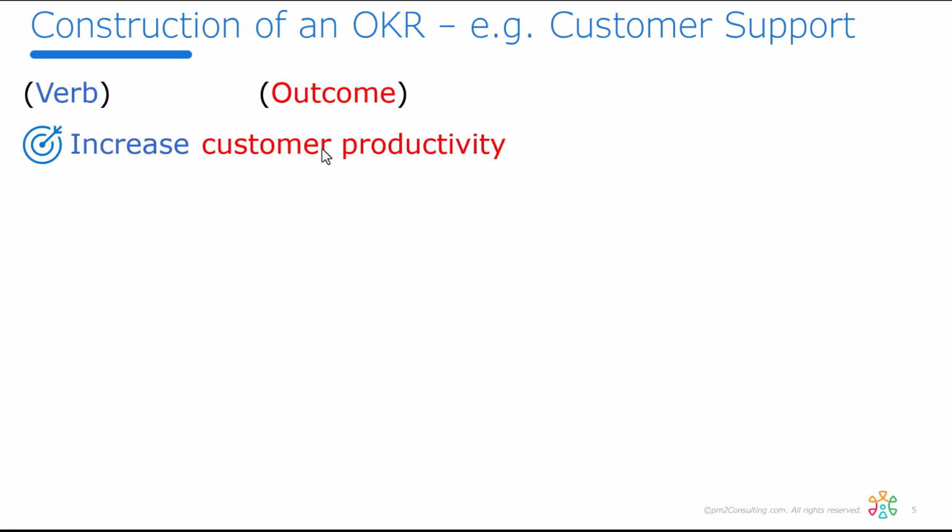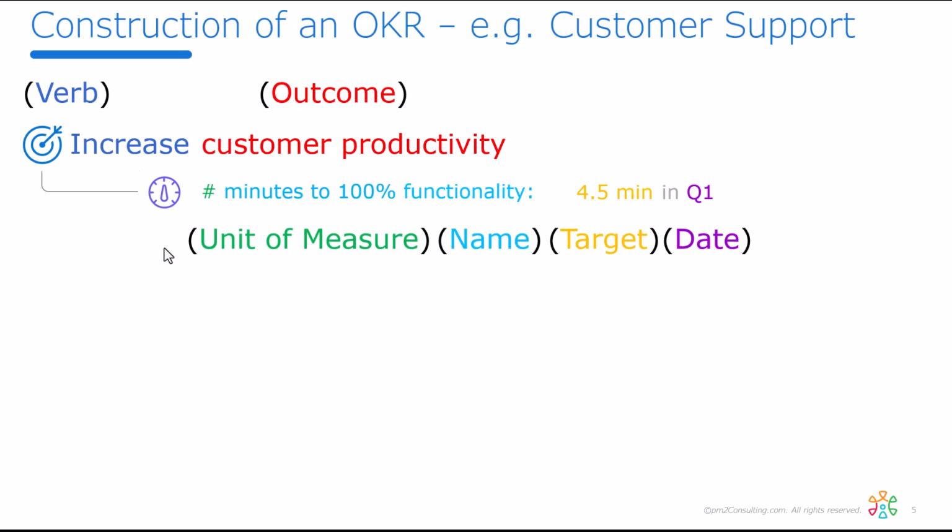Our job isn't to solve the problem. Our job is to also get them fully productive in using it. So this is the icon for an objective, and it's increase customer productivity. Now, to see if we're making progress on it, we're looking for a key result. And a key result shows us what we need more of or less of as we work on that objective.